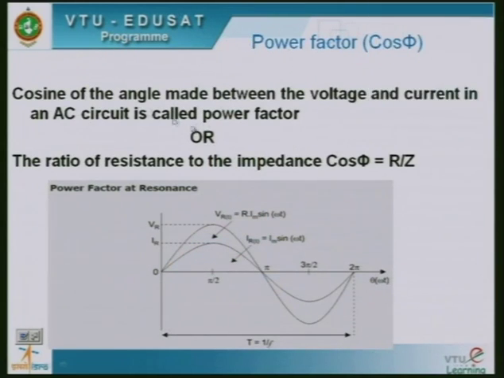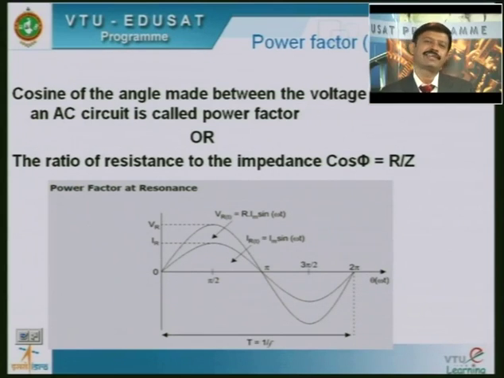Coming to the power factor. We know this definition. Cos phi is called the power factor in an AC circuit. It can be defined as the cosine of the angle made between voltage and current in an AC circuit. Voltage and current both are AC quantities, and they make a phase difference. That phase difference is determined by phi, the angle. If we take the cosine of that angle, we get the power factor.